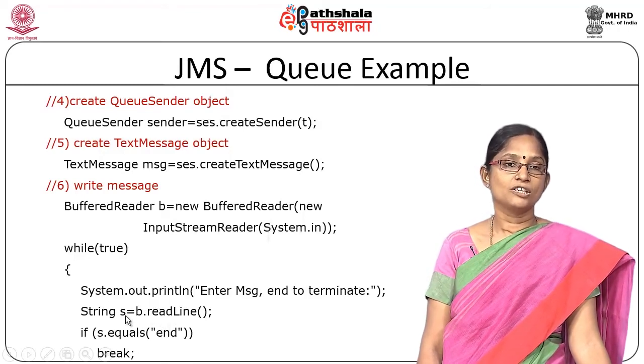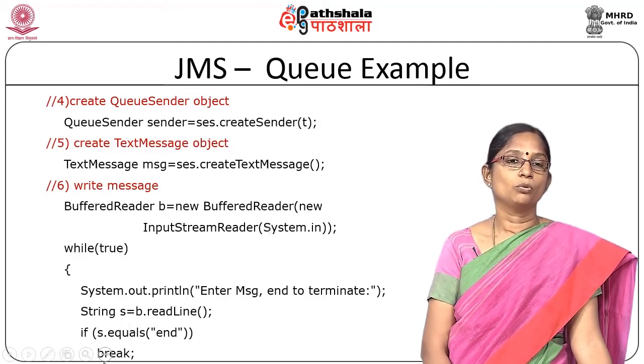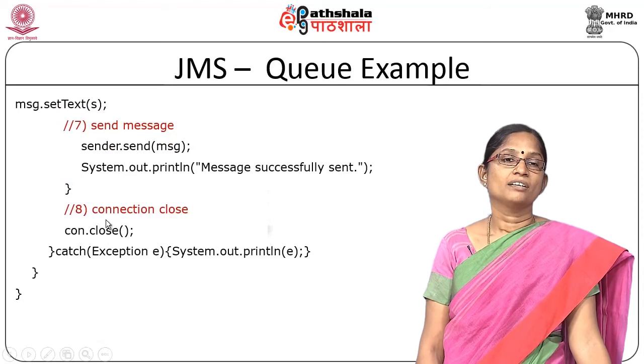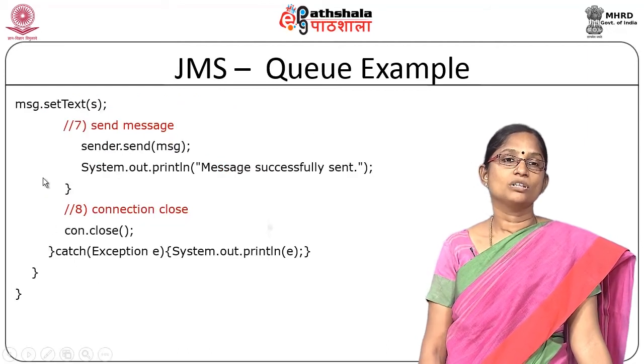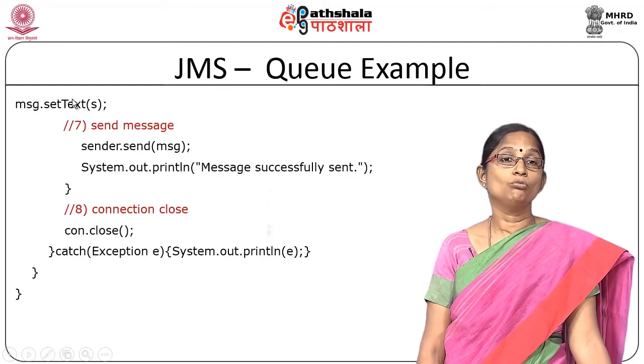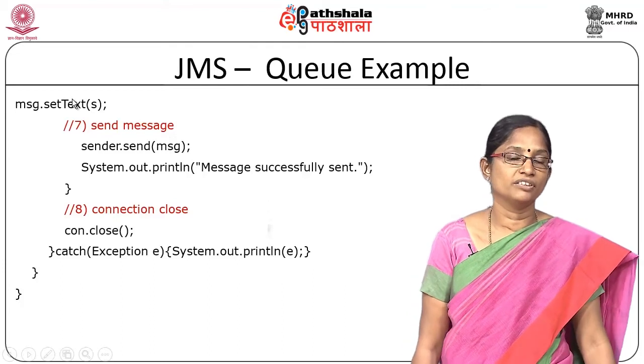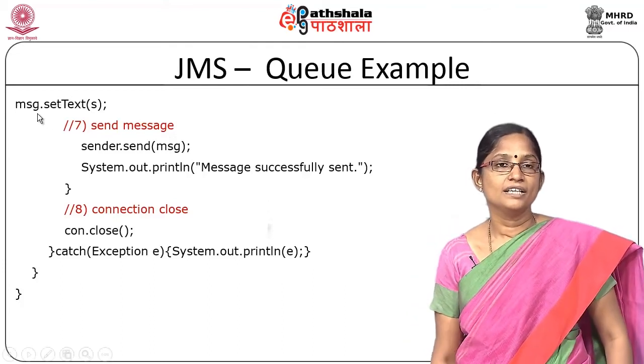This has been passed on to the string yes. If the yes is equal to n, then the program will be broken. Otherwise, what has been read in the yes variable using b.readLine() is passed on to the message object by invoking the method called setText. Now, the message is ready.